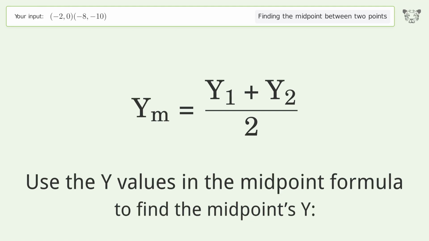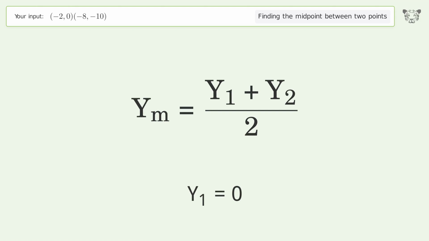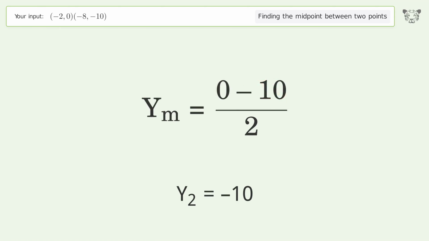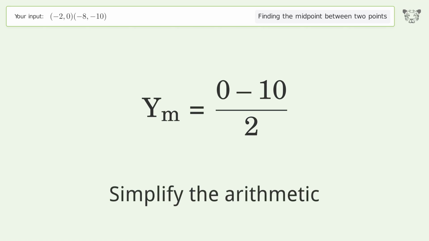Use the y values in the midpoint formula to find the midpoint's y. y1 equals 0. y2 equals -10. Simplify the arithmetic.